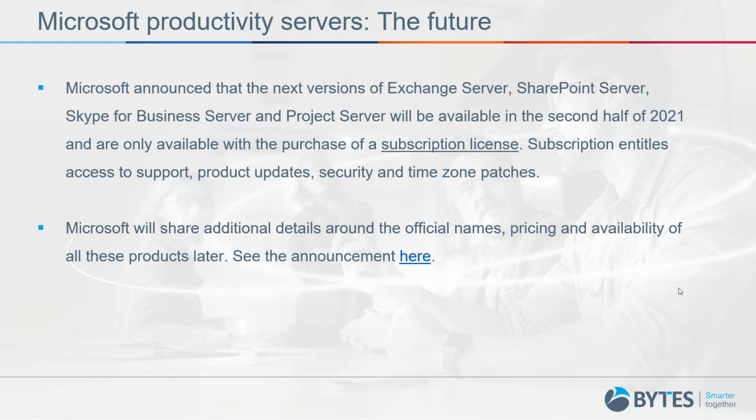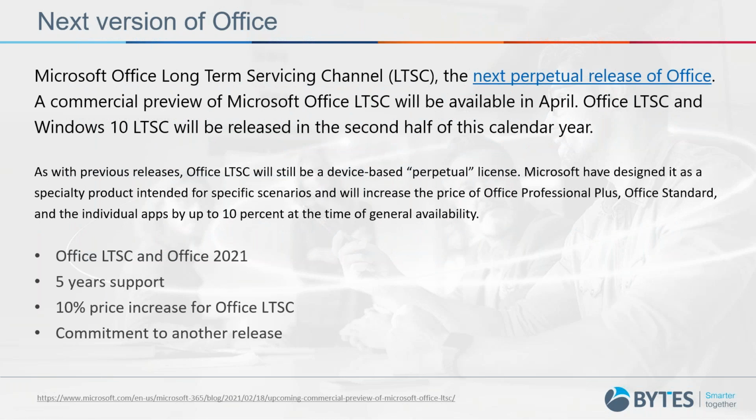And then on the next slide, we also see the next version of Office, which will be released later this year: Office LTSC for large organizations and Office 2021 for small business and consumers. A commercial preview has been available since April. With the release of Office, Microsoft have advised that the price of Office LTSC will increase by 10% and that it will be supported for 5 years. Microsoft has also committed to releasing a few further versions in the future.